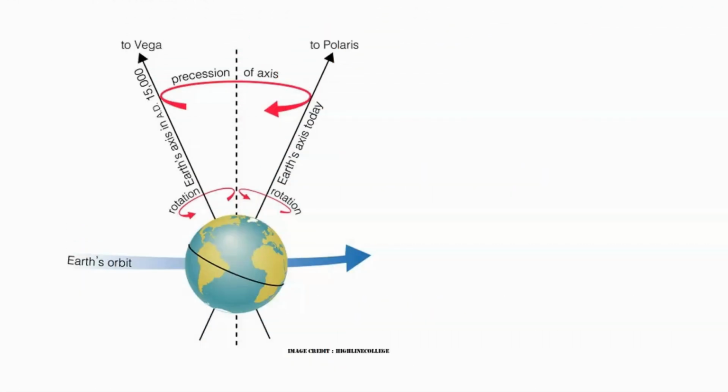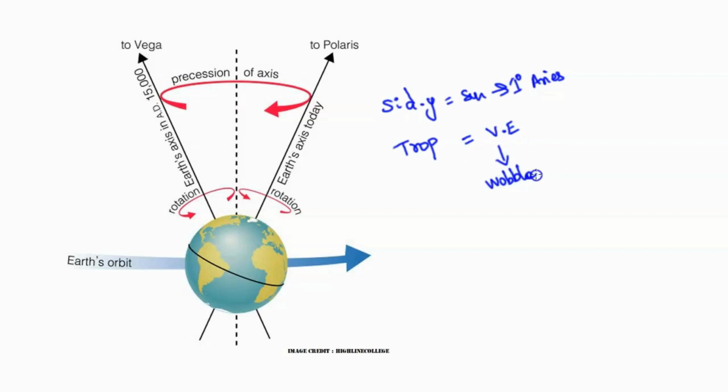Now let us understand the effect of wobble motion in astrological calculations. We already saw that the sidereal year is calculated when the Sun returns to the first point of Aries, whereas the tropical year is when the Sun returns to the vernal equinox point. But we just saw that the vernal equinox point is moving due to Earth's wobble motion, right? The difference between the first point of Aries and the vernal equinox is called Ayanamsa.